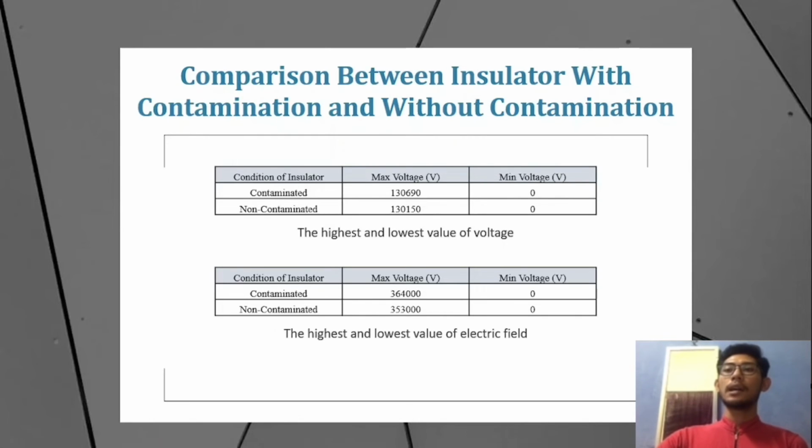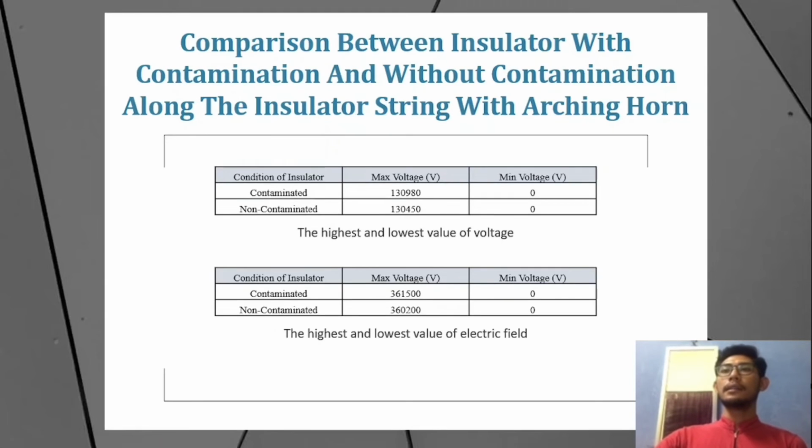And for the highest and lowest value of electric field, contaminated maximum voltage is 364,000 volt and minimum voltage is 0 volt. For non-contaminated, maximum voltage is 353,000 volt and minimum voltage is 0. And this is the comparison between insulator with contamination and without contamination along the insulator string with arcing horn.